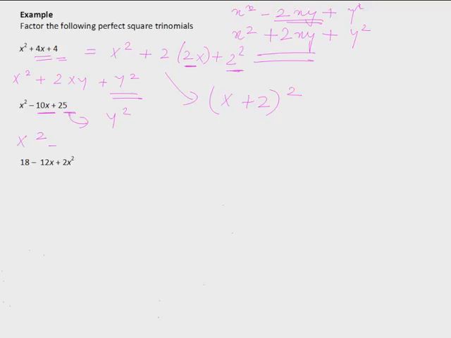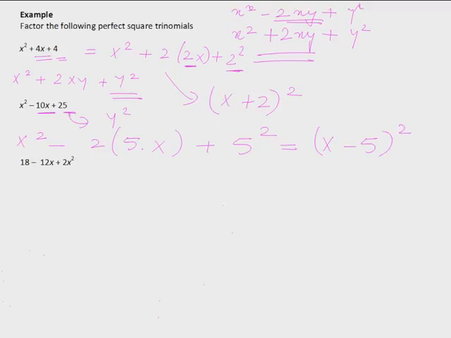I can write it as x square minus 2 into 5 into x plus 5 square. And yes, I have it. It is of the form x square minus 2xy plus y square. So it must be x minus 5 the whole square.